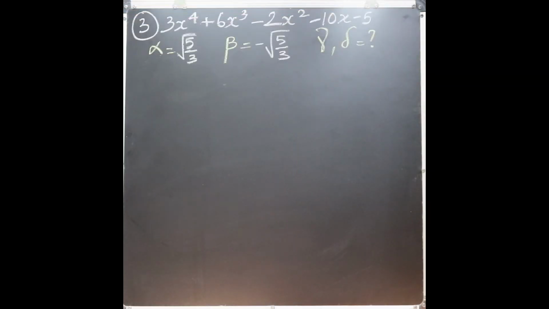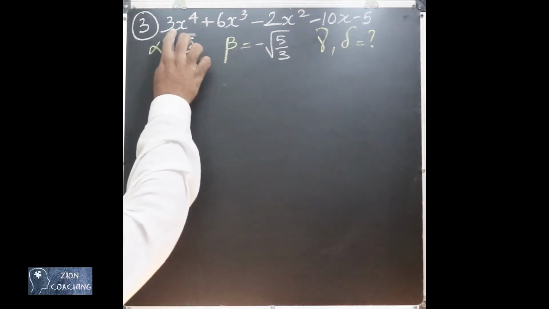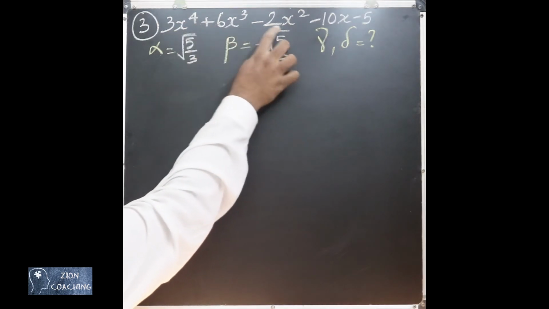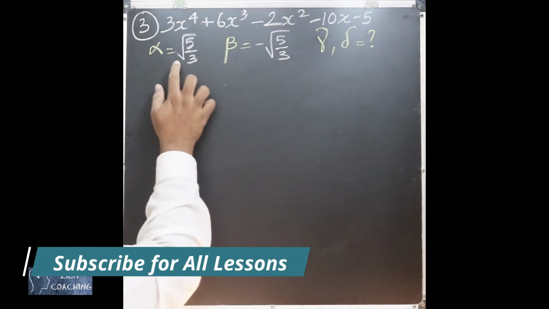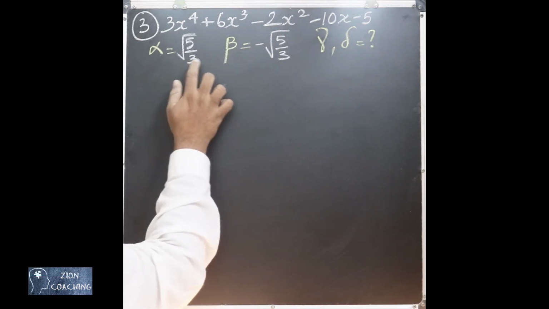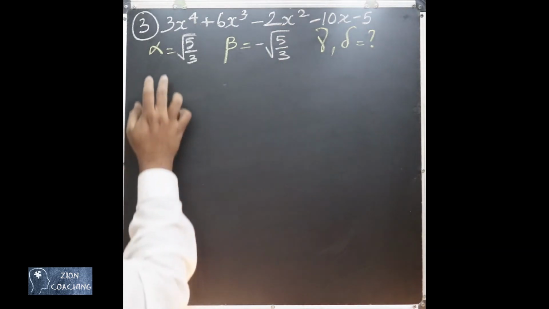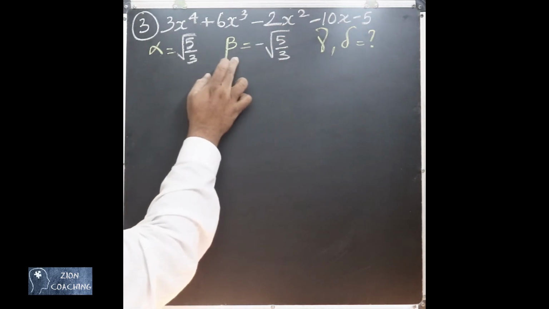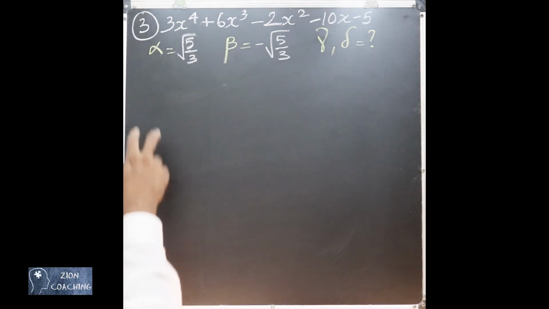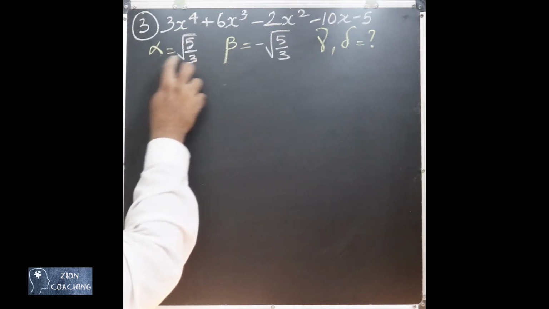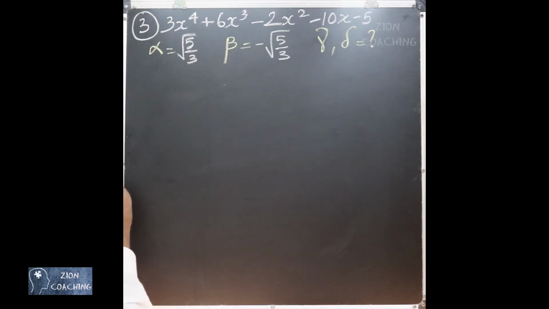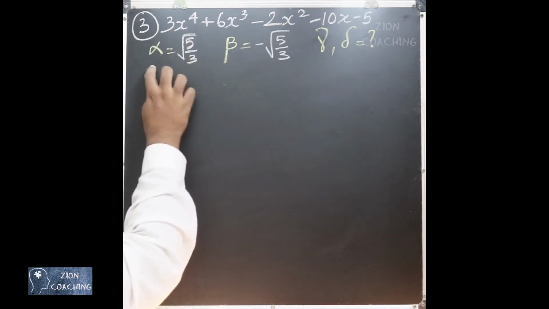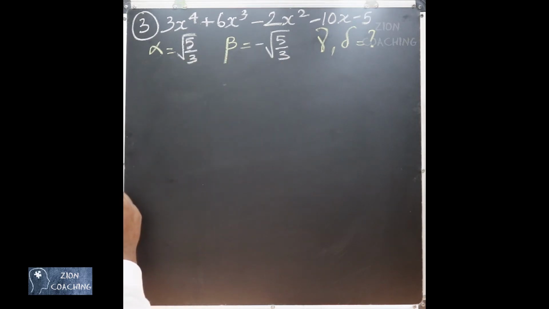Question number 3, they are asking us to obtain all the zeros of this given polynomial 3x⁴ + 6x³ − 2x² − 10x − 5. They have given two zeros, √(5/3) and −√(5/3). We have taken the first zero to be alpha and the second zero to be beta. Already you have seen that we were using this alpha and beta in the previous exercise to represent the zeros. These are Greek symbols used to represent the zeros of a polynomial.